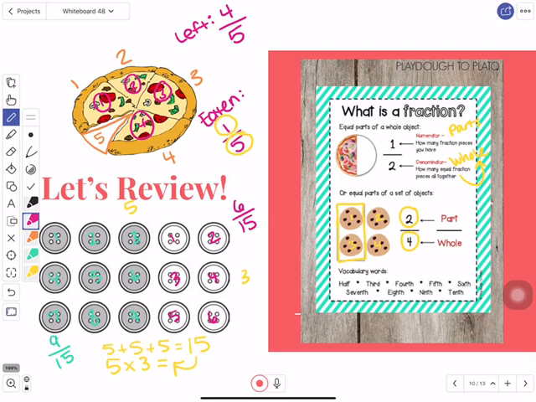Now look at these vocabulary words. Those are important when understanding fractions as well. So we name the fraction based on the denominator. So we would call these 15ths, we would call these fifths, we would call these fourths, we would call these halves.